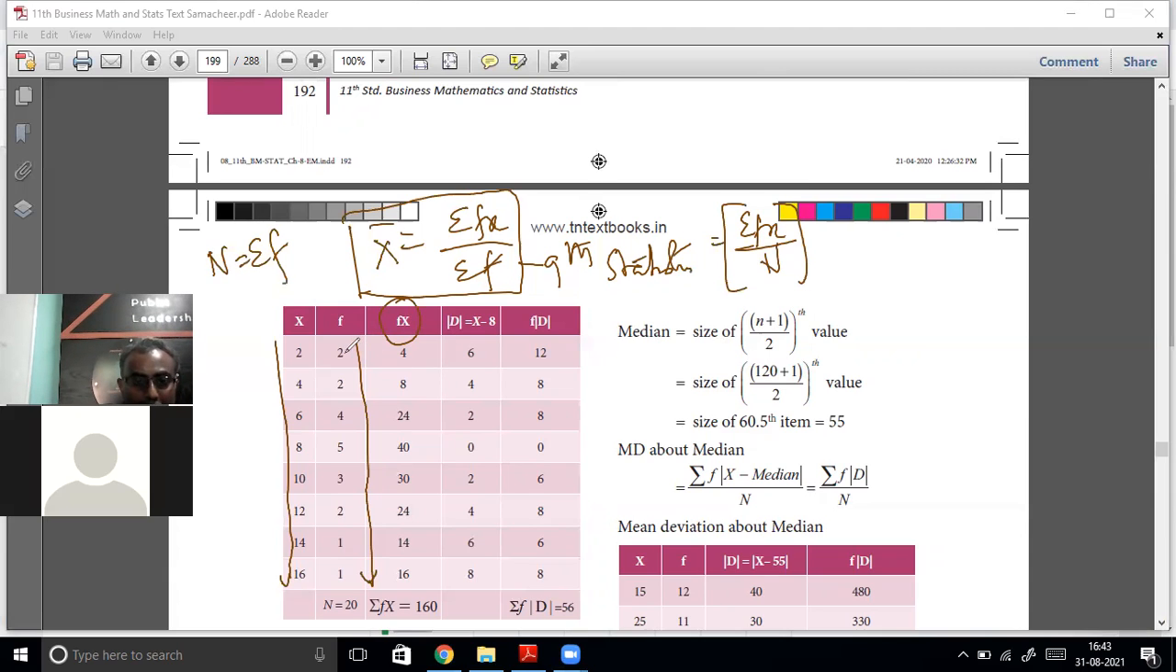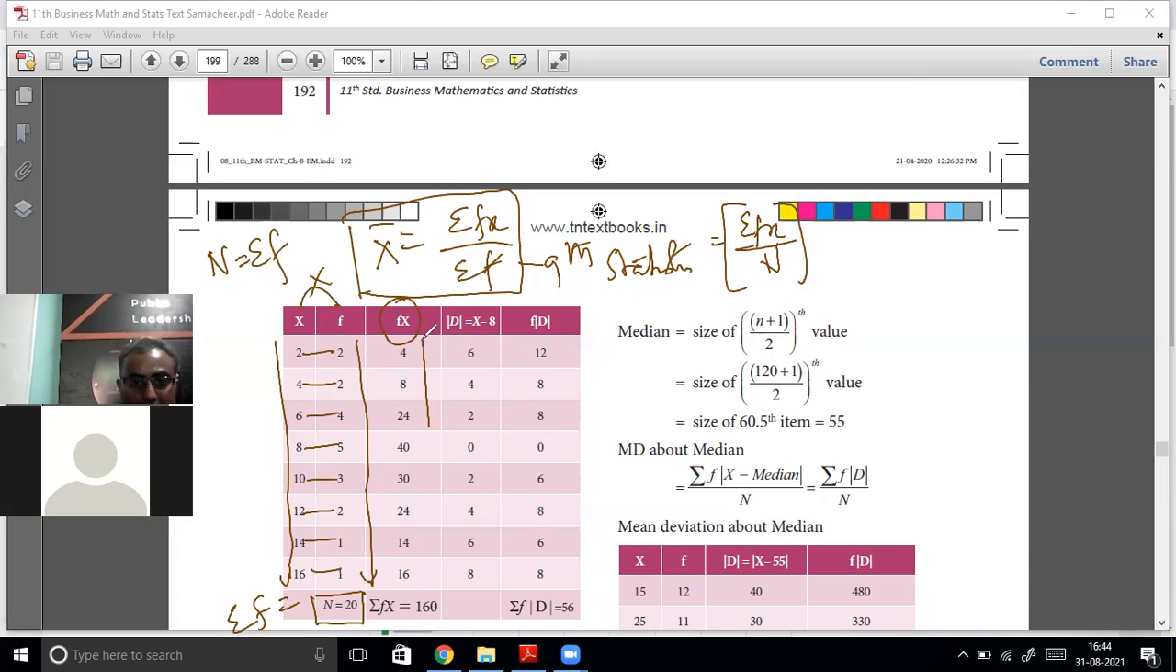So f is calculated. 2 plus 2 is 4, 4 plus 2 is 8, 8 plus 3 is 13, 13 plus 3 is 16, 17, 18, 19, 20. N is 20. Sigma f is equal to n, equal to 20. That is given. Now you multiply f into x. 2 into 2 is 4, 4 into 2 is 8, 6, 24, 40, 30, 24, 14, 16.